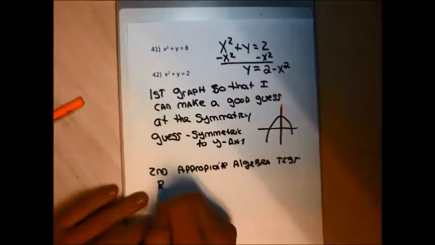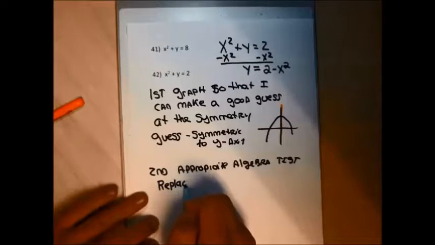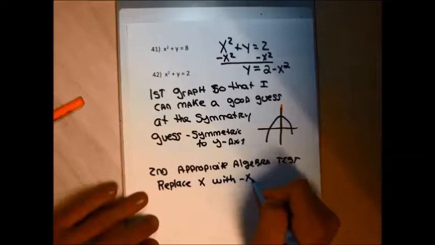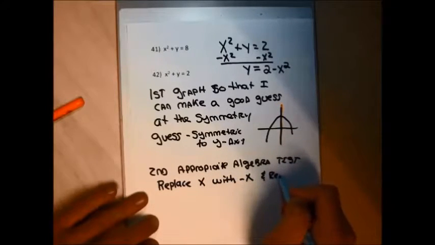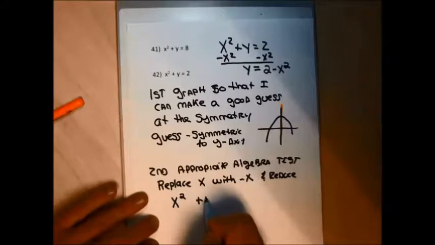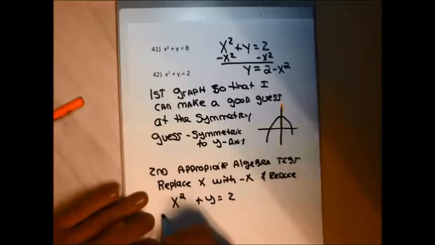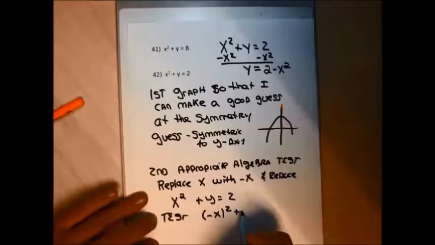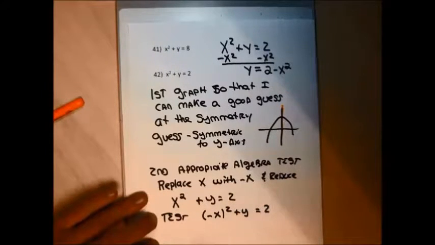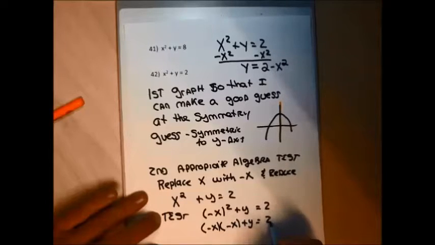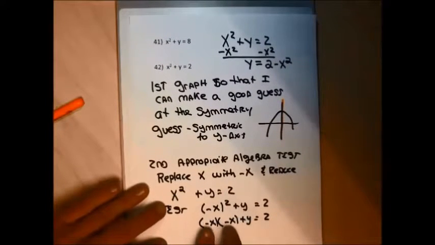The appropriate test is to replace the x with negative x and reduce. And it has to reduce to exactly the original problem. The original problem was x squared plus y equal to 2. My test is going to replace the x with negative x and see if it reduces to the original problem. So I took the original problem, did the test that I'm required to do. That's changing the x to negative x and simplifying.